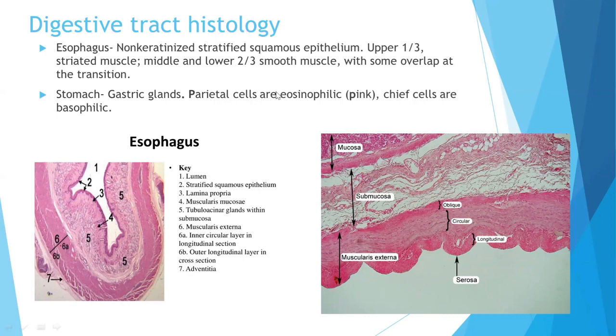Now, in the stomach, we have the gastric glands, and the parietal cells are eosinophilic or pink, and chief cells are basophilic. So this is a basic histology of the stomach. So here we have the mucosa, and then there is the submucosa, then there are the oblique, circular, and longitudinal muscles, that is the muscularis externa, and then we have this thin layer of the serosa.